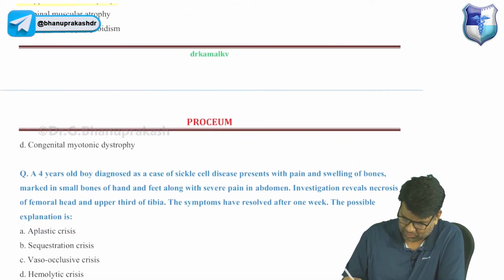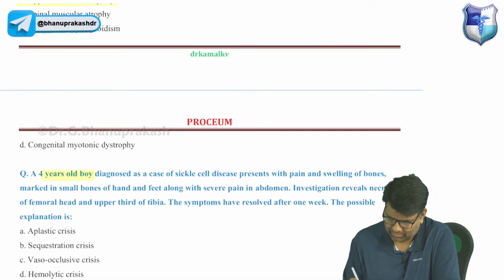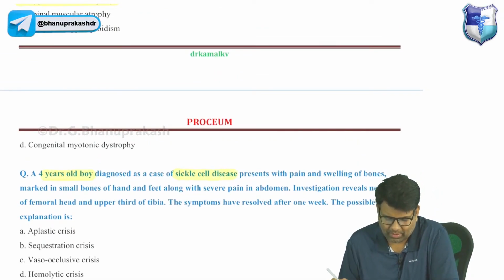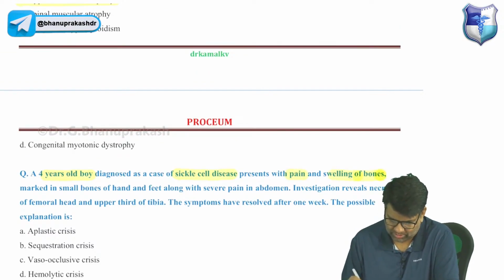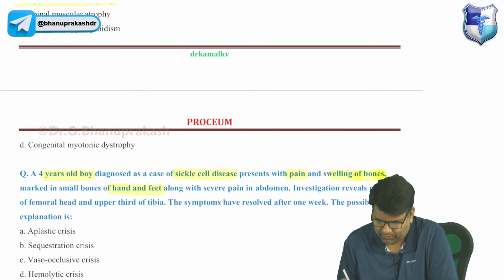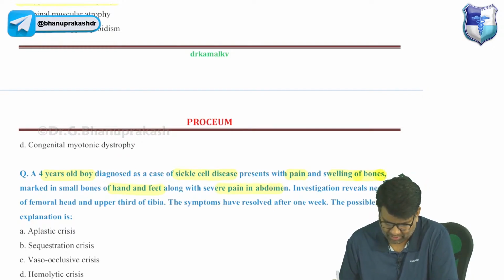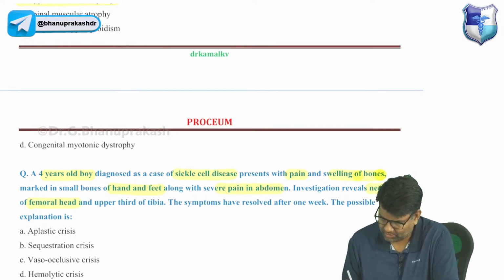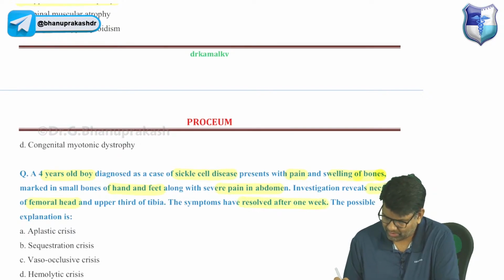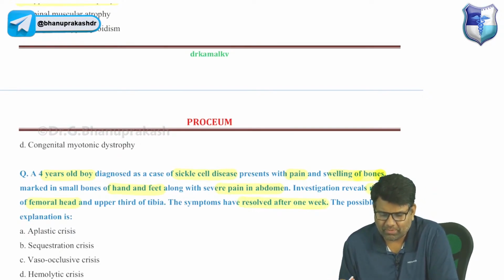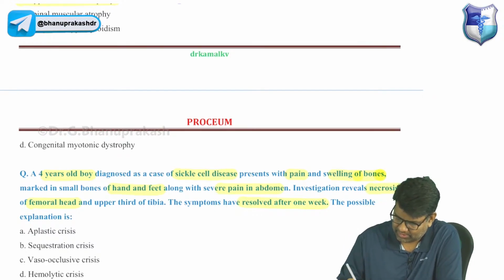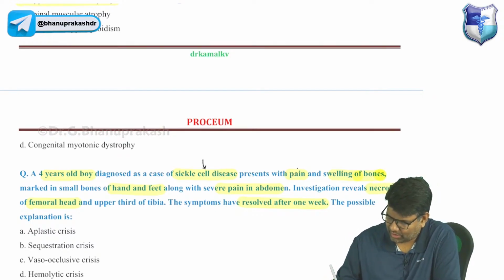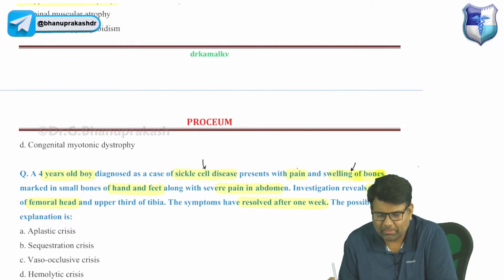Now, next question. 4 years old child was a case of sickle cell anemia, and he is presenting with pain, swelling of bones, especially of the hand and feet, with severe pain in abdomen. There is necrosis of femoral head, but this resolved after 1 week. What can be the explanation to this? Especially in a case of sickle cell anemia, there are painful episodes.